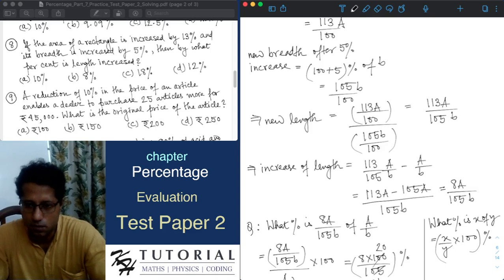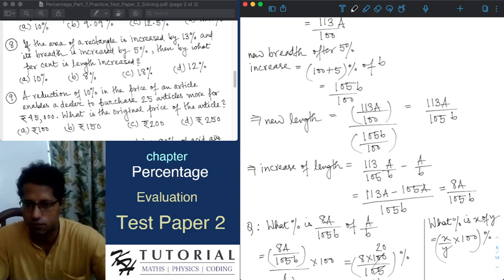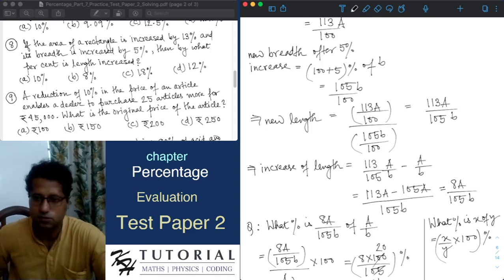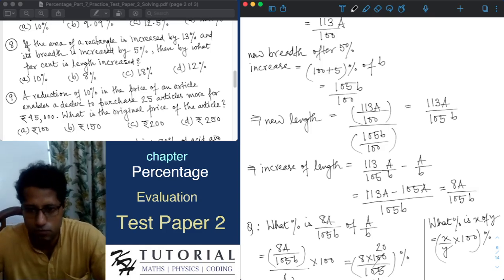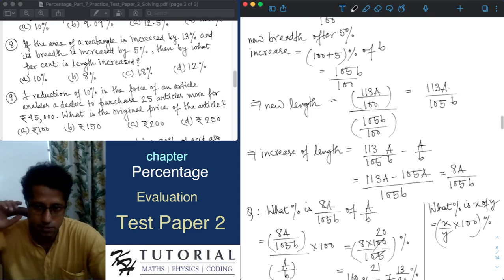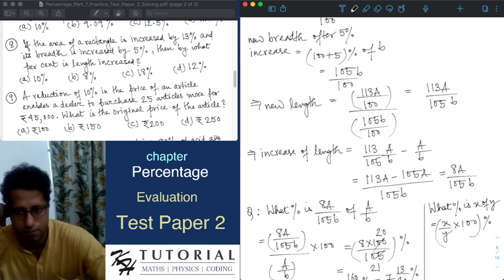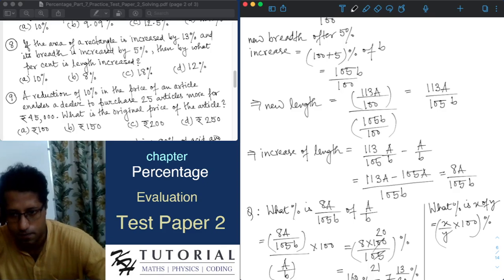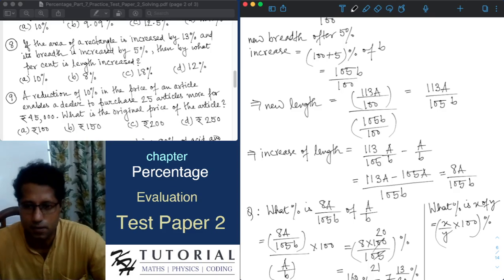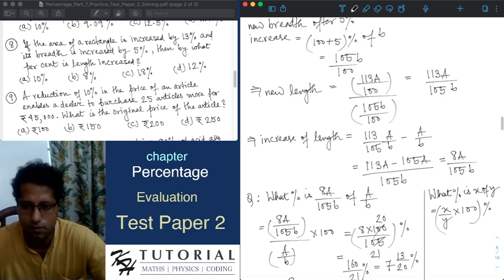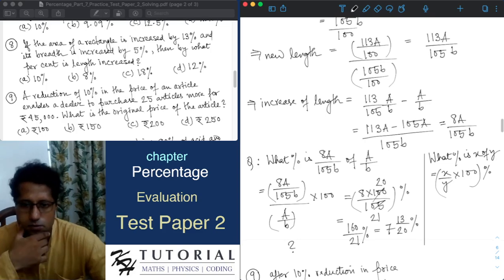Now we have to find what is the percentage of this increase of length based on its original length, that is a by b. So we have to find what percentage is 8a by 105b of a by b, which is equal to 8a by 105b divided by a by b multiplied by 100.